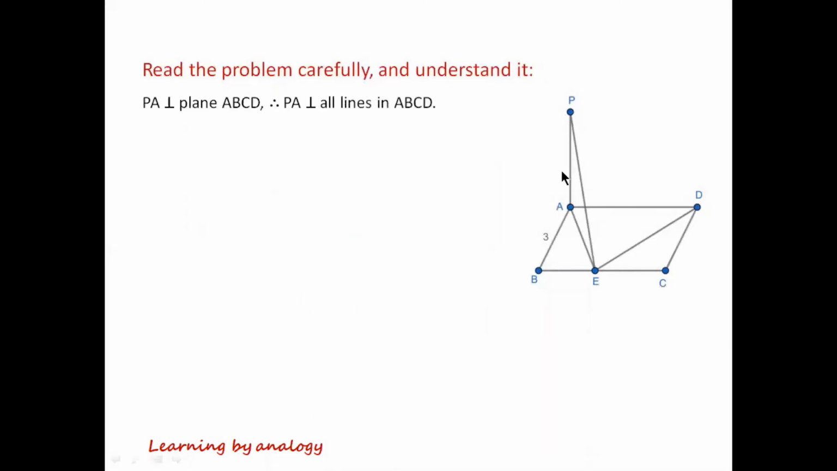PA is perpendicular to plane ABCD. So PA is perpendicular to all lines in ABCD. AB equals 3. There exists a unique point E on BC such that PE is perpendicular to DE. Find BC.